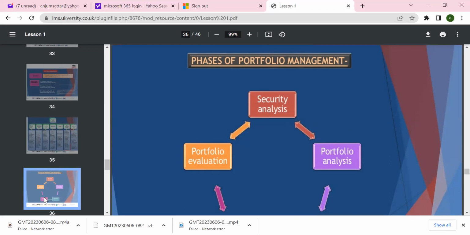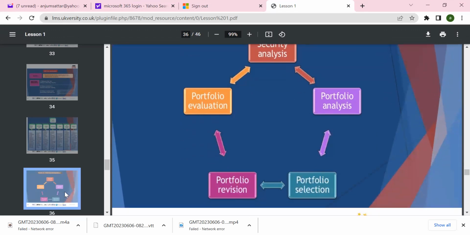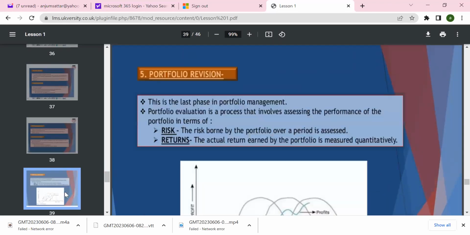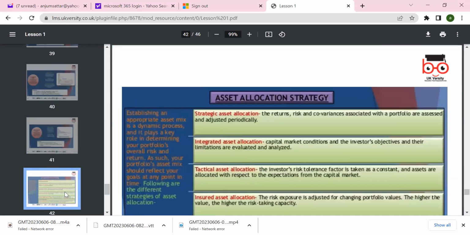So when we look at the phases, security, you can scrutinize it. You do portfolio analysis, portfolio evaluations, and then you can make the portfolio that's best for you and best for your organization, because not every project will be undertaken. We look at the first phase, detailed evaluation and analysis. The purpose of all this is really to reduce the risk and increase our return.